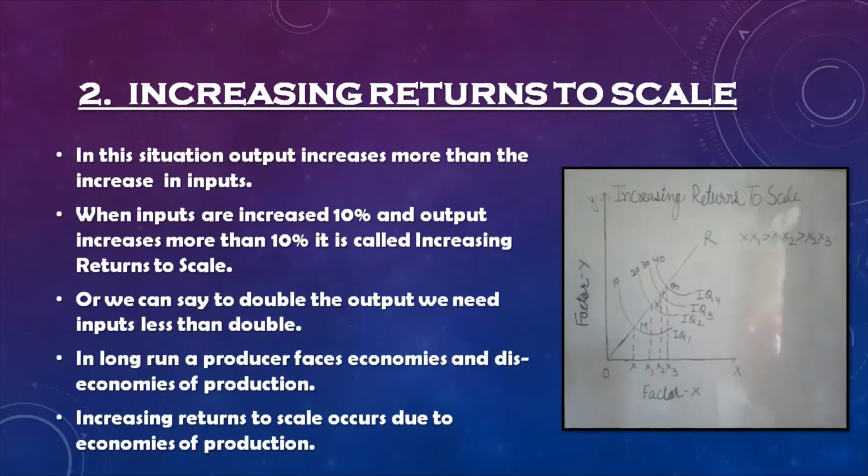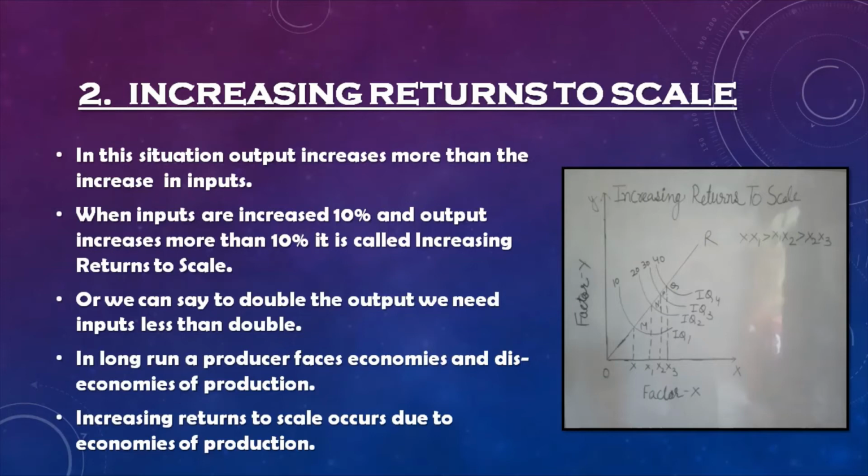Now we will see increasing returns to scale. In this situation, output increases more than the increase in inputs. When inputs are increased 10% and output increases more than 10%, it is called increasing returns to scale. Or we can say, to double the output we need inputs less than double. In the long run, a producer faces economies and diseconomies of production. Increasing returns to scale occurs due to economies of production.